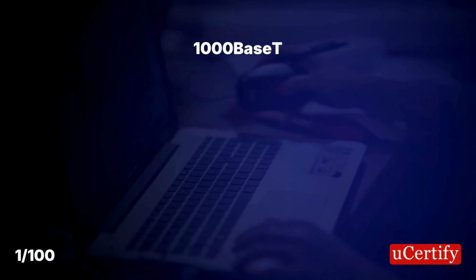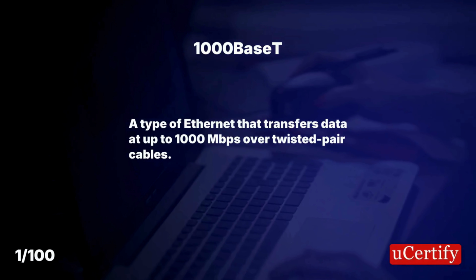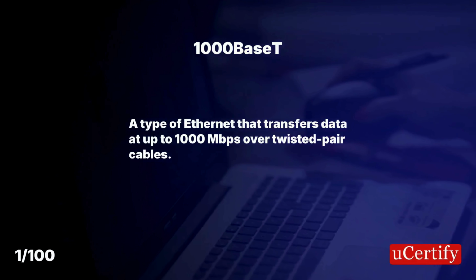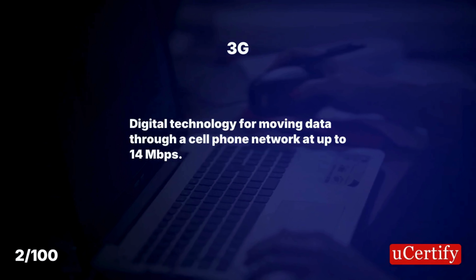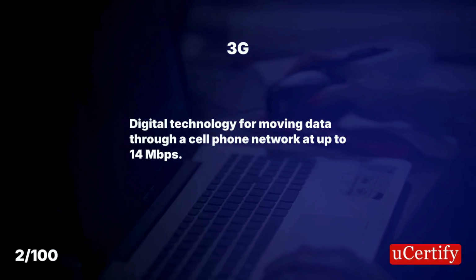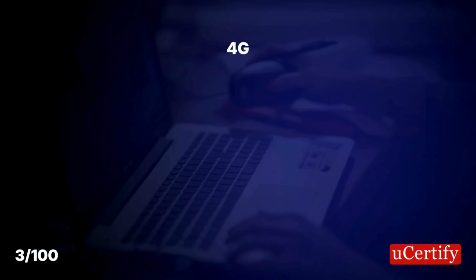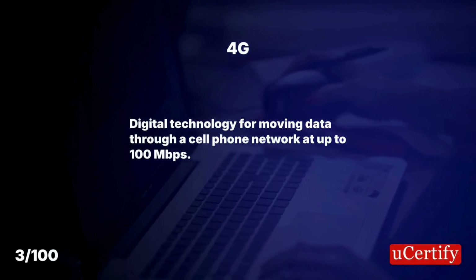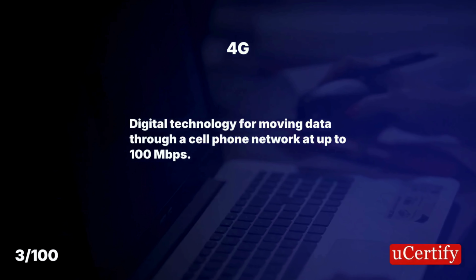Term: 1000 base T. Definition: a type of Ethernet that transfers data at up to 1000 megabits per second over twisted pair cables. Term: 3G. Definition: digital technology for moving data through a cell phone network at up to 14 megabits per second. Term: 4G. Definition: digital technology for moving data through a cell phone network at up to 100 Mbps.